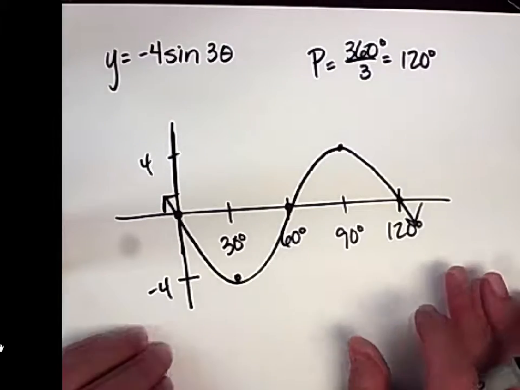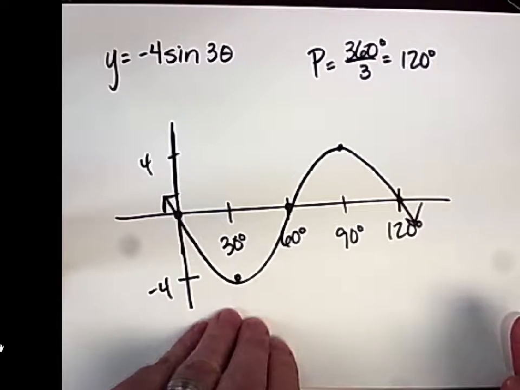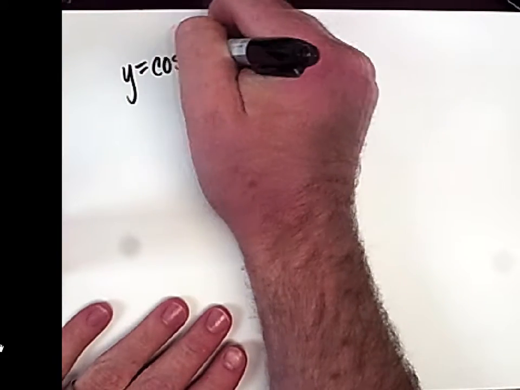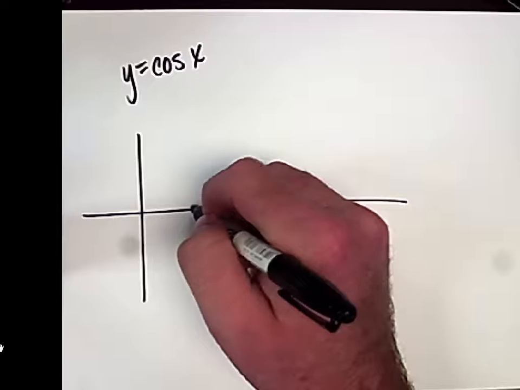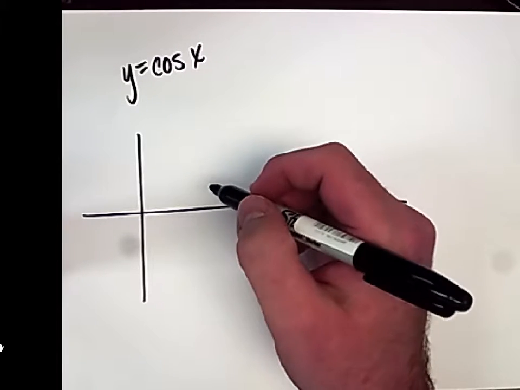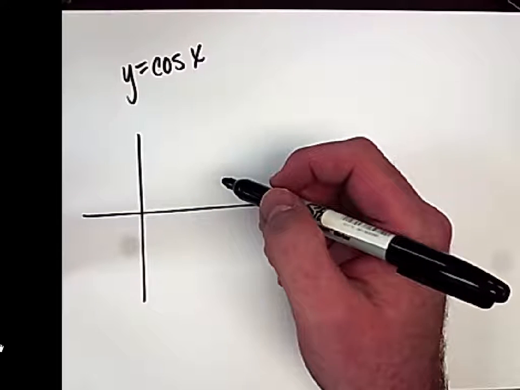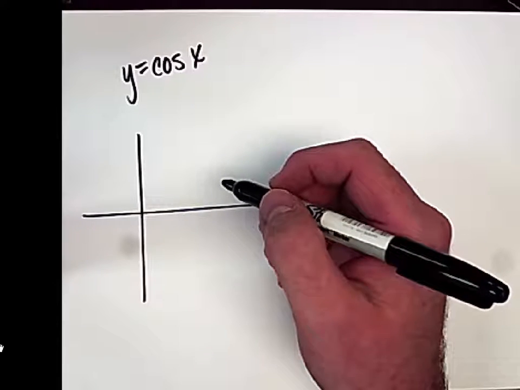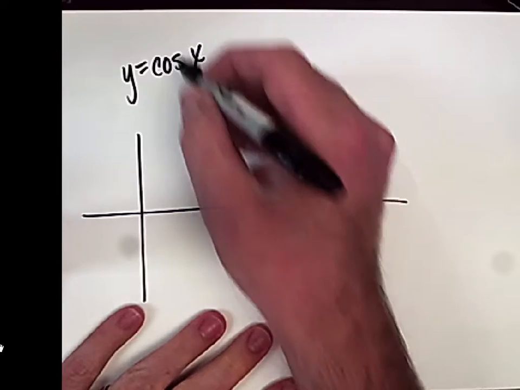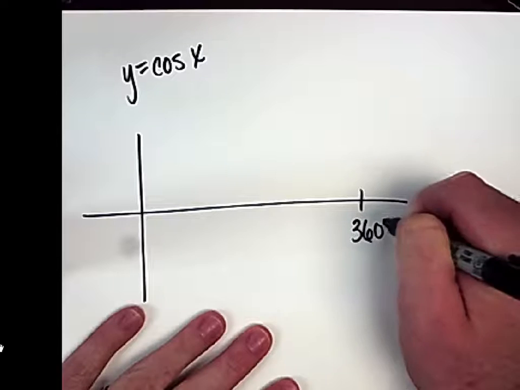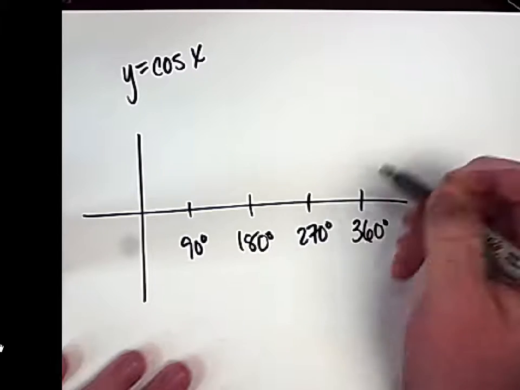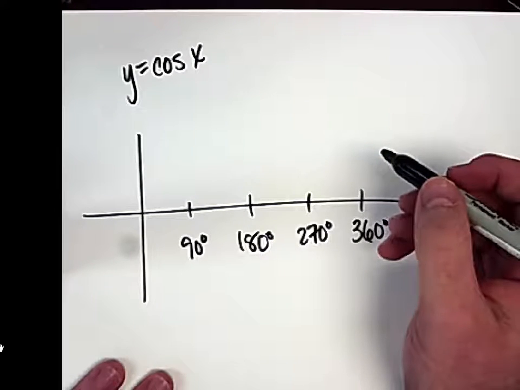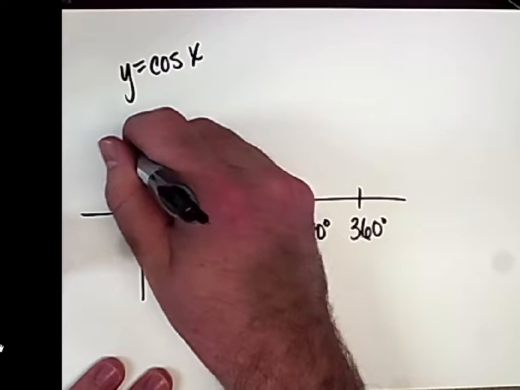All right. So now let's look at cosine. So let's look at the parent function, just y equals cosine of x, or theta. What do you think the period's going to be? It's 360 over b, so it's 360, right? So that means this is 180, this is 90, this is 270. What do you think the amplitude is? It's 1. So we're going to go up 1, we're going to go down 1.